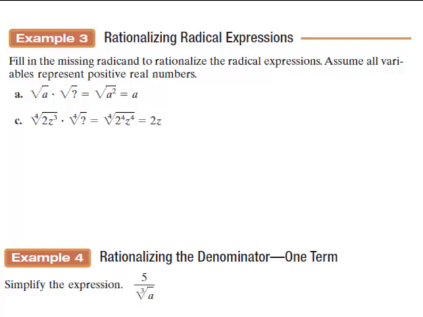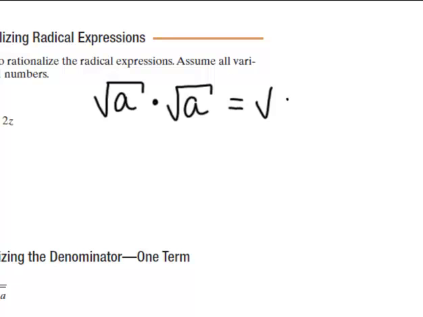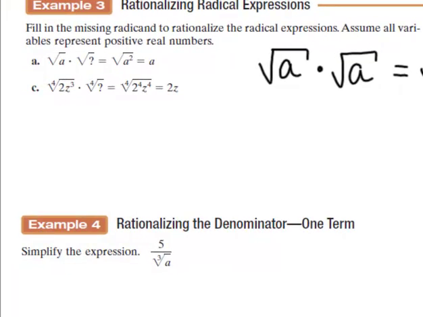So if we rewrite this, we have the square root of A, and I want to somehow rationalize this number. That means, because it's a square root, that I need 2 A's. I would have to multiply it by another square root of A, so that we get the square root of A squared, which simplifies to just A. A is a rational number, doesn't have a square root. We can do the same thing with C.